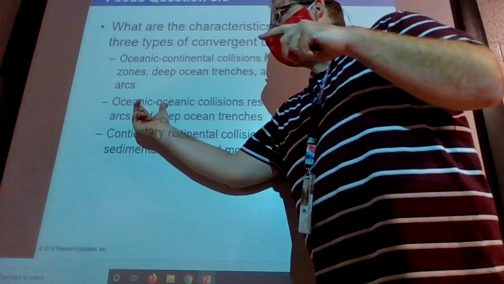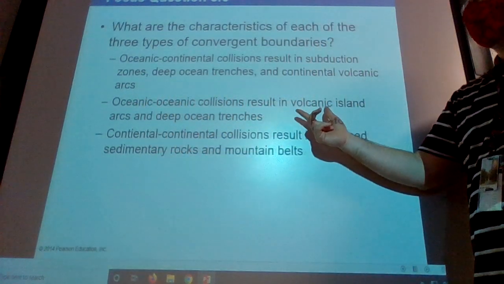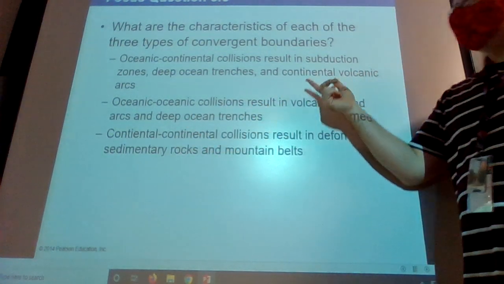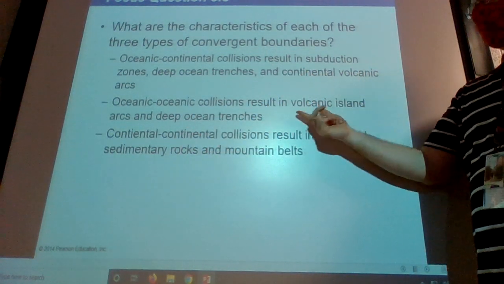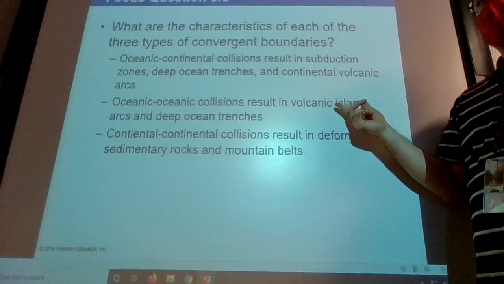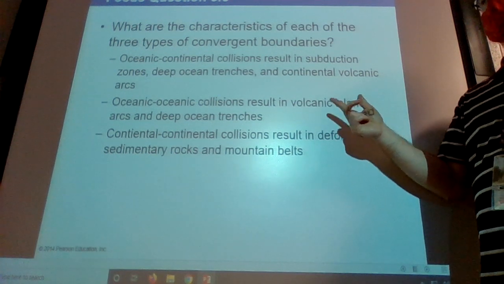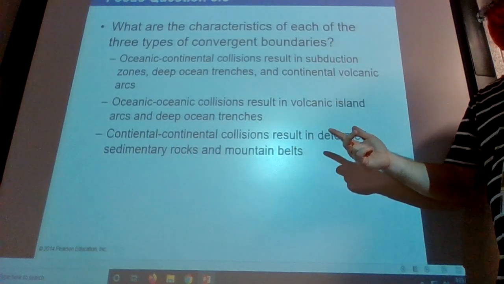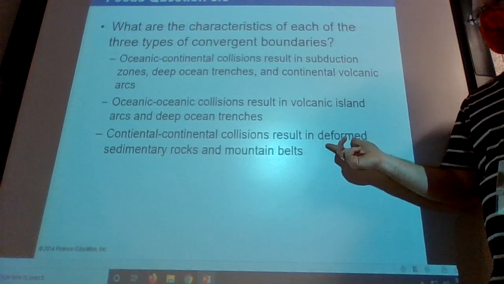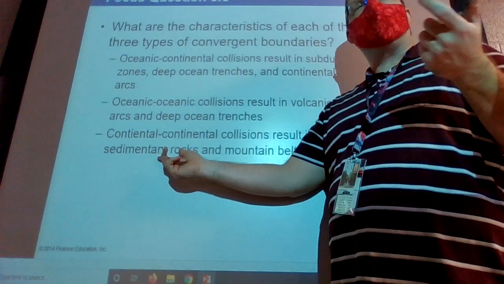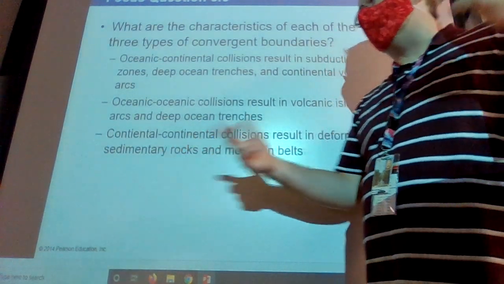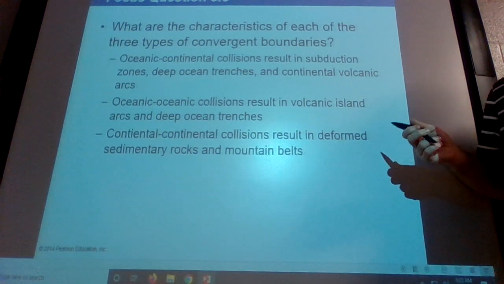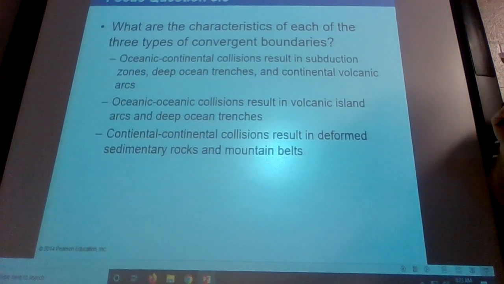You have oceanic-oceanic, which has pretty much the same thing. You're going to have subduction zones, you're going to have deep ocean trenches, and instead of continental volcanic arcs, you're going to have island volcanic arcs that happen out in the ocean, similar to Japan. And then continental collisions are going to result in mountain building, deformation, and a lot of sedimentary and even metamorphic rocks because of all that heat and pressure. So that's going to be like India slamming into Asia.